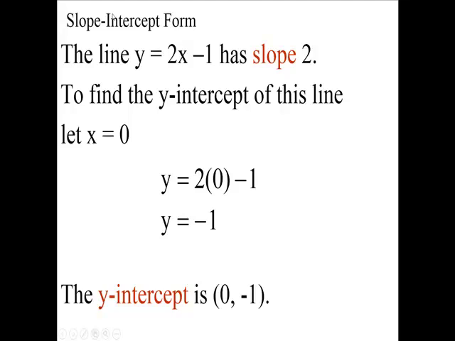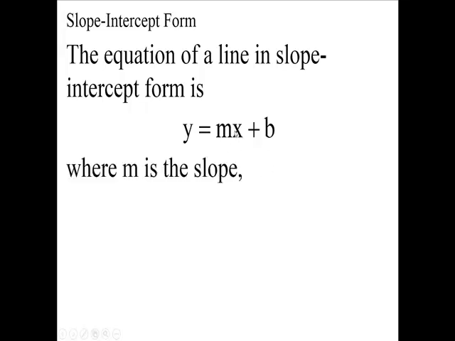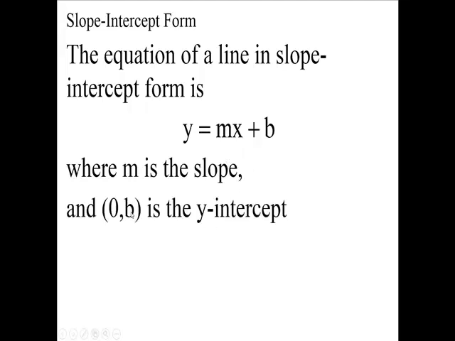So we call this the slope-intercept form of the equation because this is the slope and this is the intercept. This is the slope-intercept form of the equation where m is the slope and the point 0, b, this number right here, goes in this point as the y-intercept.